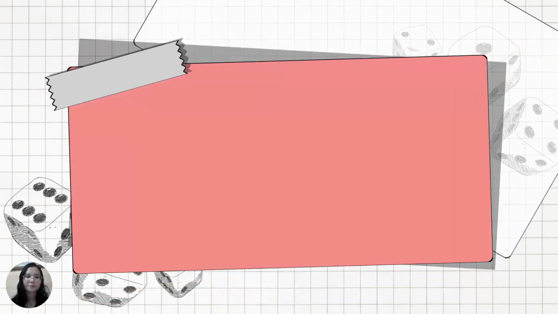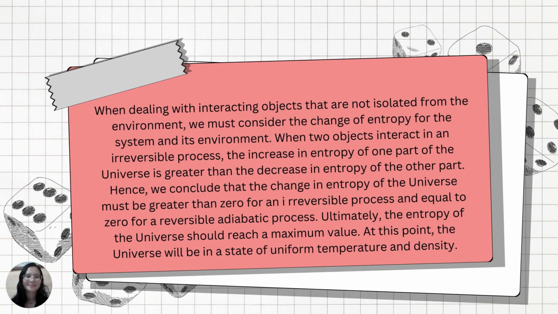So, when dealing with interacting objects that are not isolated from the environment, we must consider the change in entropy for the system and its environment. When two objects interact in an irreversible process, the increase in entropy of one part of the universe is greater than the decrease in entropy of the other part.